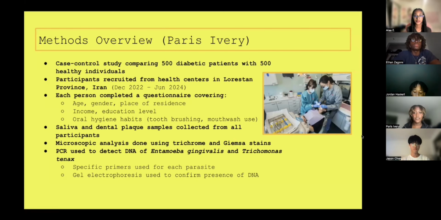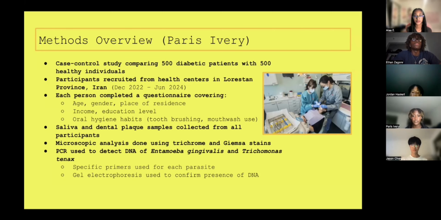So I covered the methods, and for this study, the researchers did a case control design, meaning they compared two groups, 500 people with type 2 diabetes and 500 people without diabetes. All the participants were recruited from Iran between December 2022 and June 2024. Everyone filled out a questionnaire that asked about their age, gender, income, education, where they lived, and also things like how often they brushed their teeth or used mouthwash.